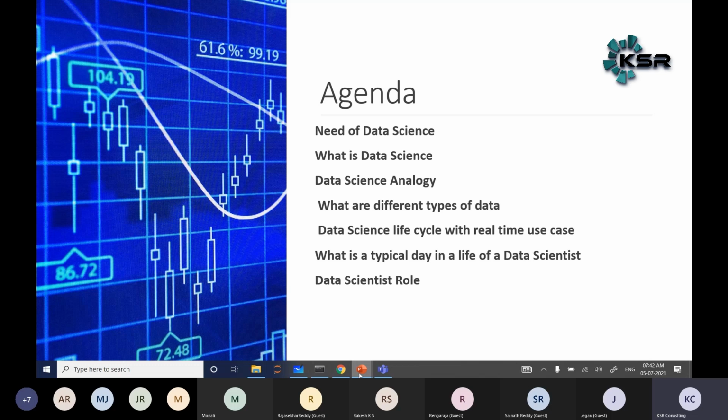What is the first point we are going to talk about in today's session? The need of data science. In today's session, we are going to discuss the need of data science.